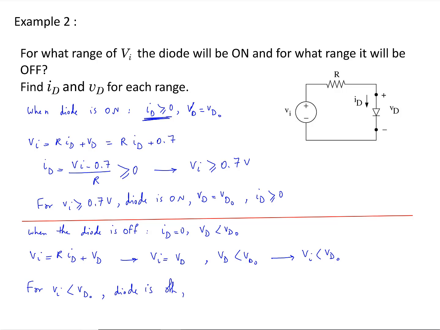So for VI less than VD0, the diode is off, and ID is going to be equal to 0. So ID is equal to 0 and VD is less than VD0.